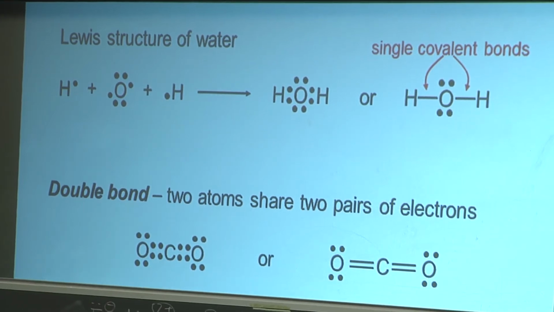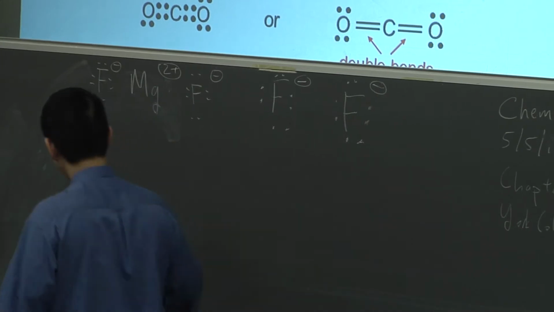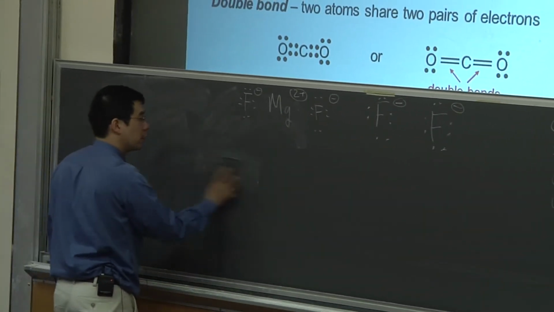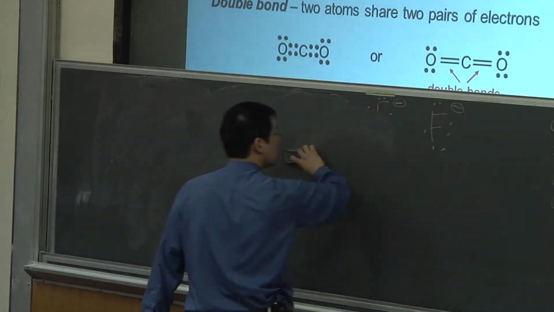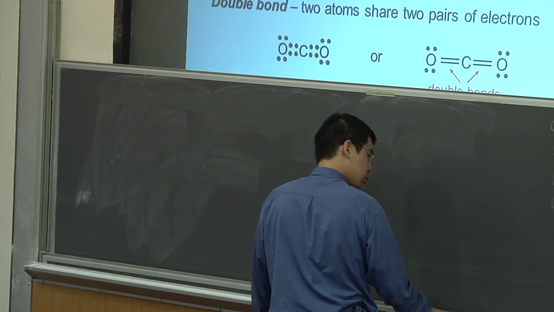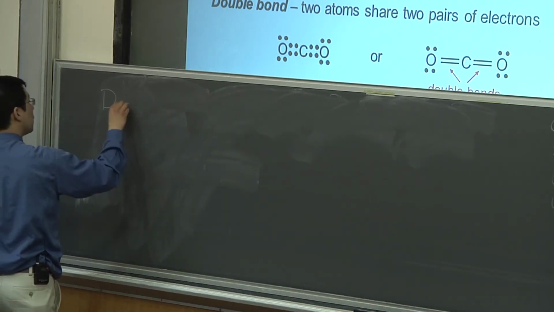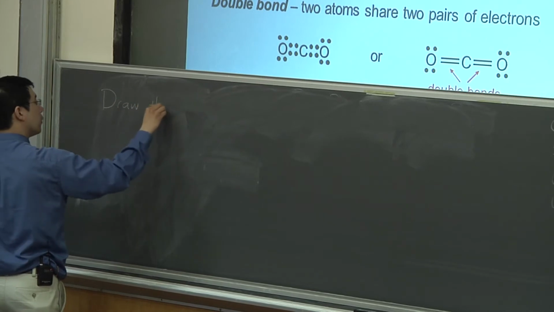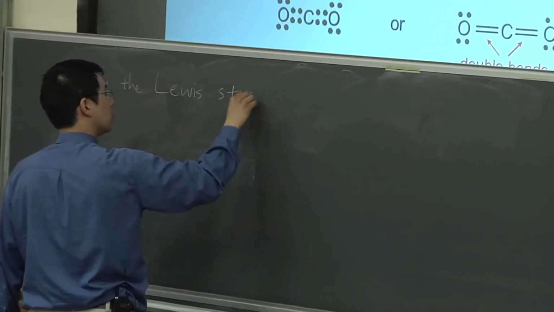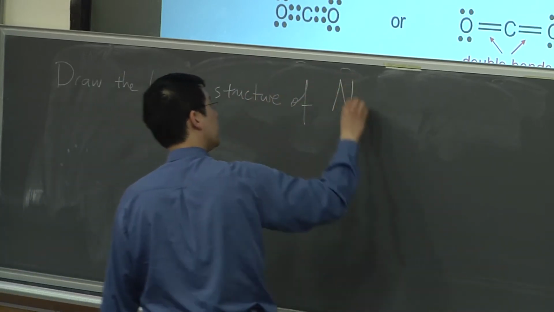Okay, so let's try something different here. Draw the Lewis structure of N2.